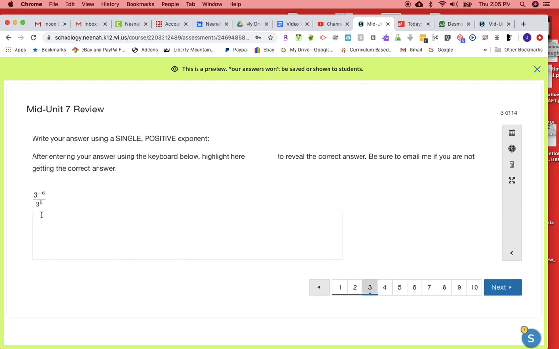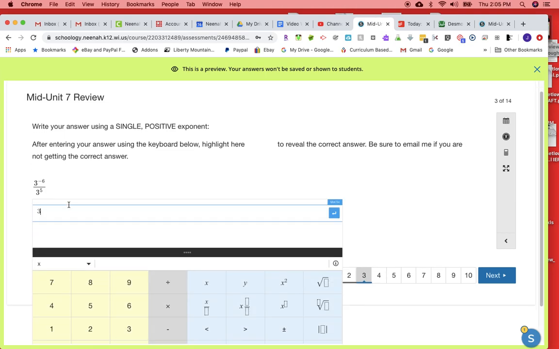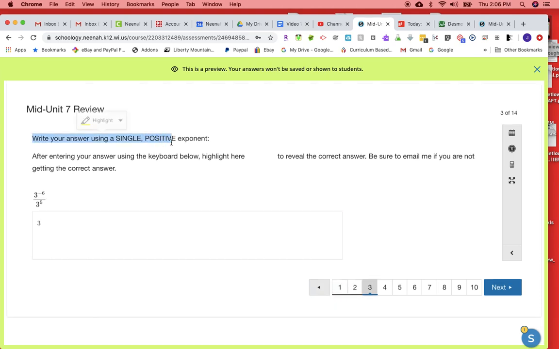Moving on to the third one. We're dividing with exponents. So our rule is when we're dividing, we need to subtract our exponents. So we are going to keep our base of 3. And when we subtract, we have negative 6 minus 5. We're going to get negative 11. There's going to be a problem with that. We need it positive. So we have 3 to the negative 11th right now for our answer.